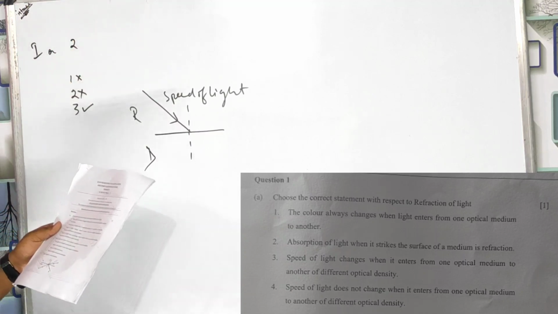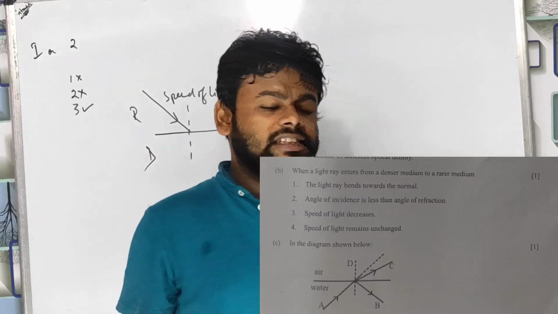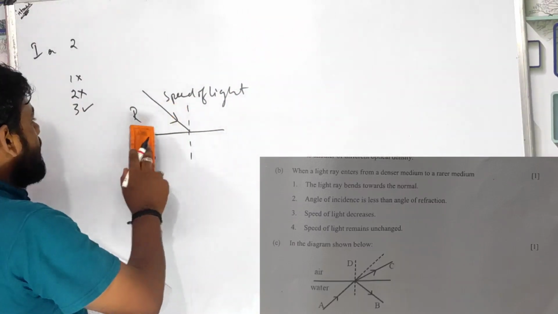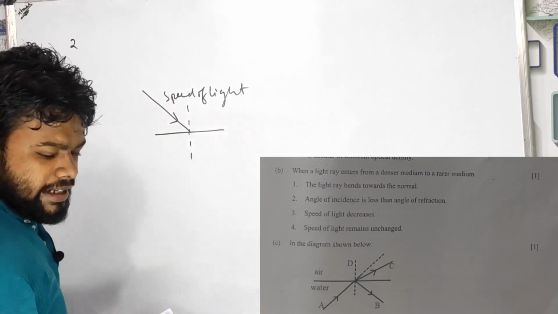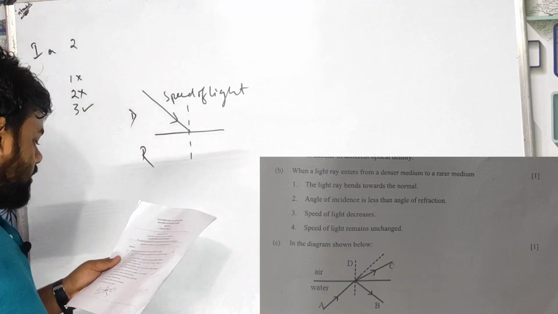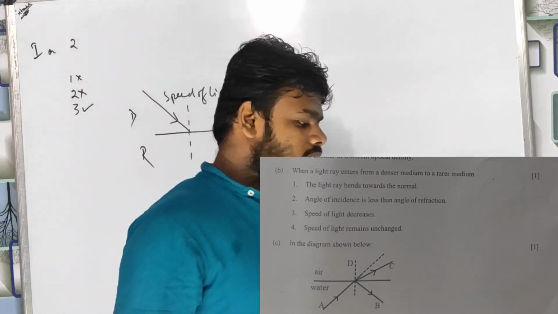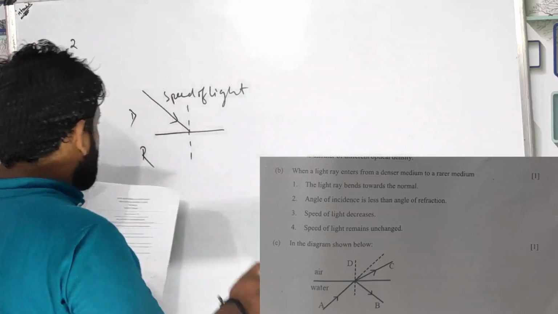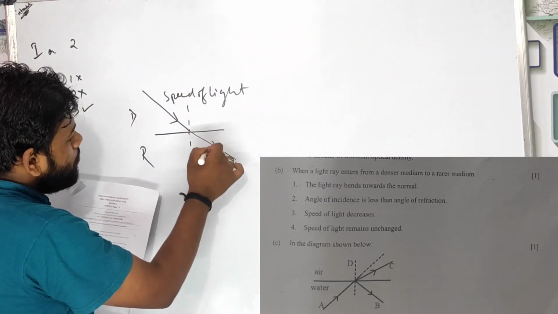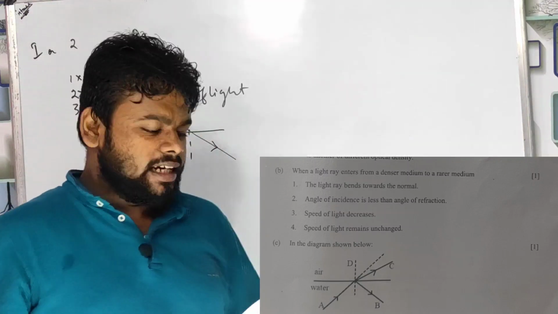Done. Next, B. When a light ray enters from a denser medium to a rare medium, I am changing a point a bit. Let us assume it is a denser, it is a rarer, right? When a light ray enters from a denser medium to a rarer medium, the light ray always bends towards normal. No, it always bends away from normal. That means it is incorrect.